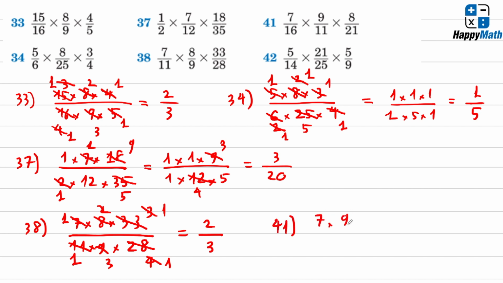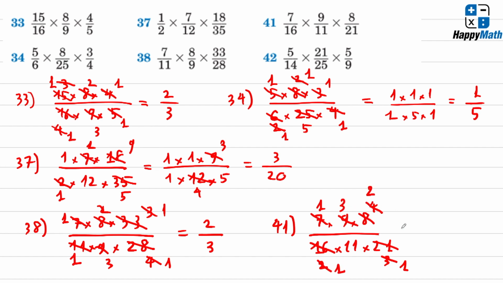7 times 9 times 8 over 16 times 11 times 21. 7 and 21 is 3 here and 1 here. 8 and 16, you got 2 here and 4 here. And 9 and 3, you got 1 here and 3 here. 4 and 2, you got 1 here and 2 here. So after that, you got 3 times 2 and 11. So 6 over 11 is my final answer for this question.